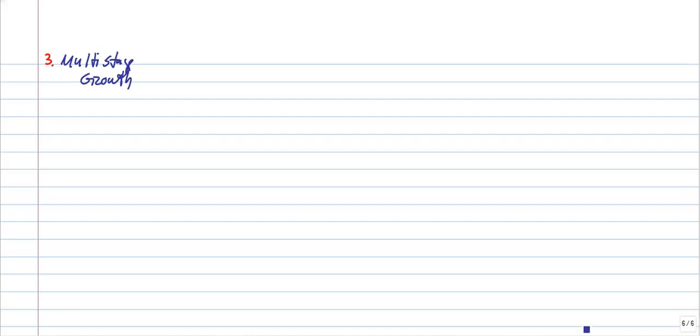Okay, so with our multi-stage growth, what we're assuming is that it's not zero growth. Oops, I guess I wrote growth twice, didn't I? Multi-stage growth. Sorry, I was distracted. We're going to make some even more heroic assumptions.